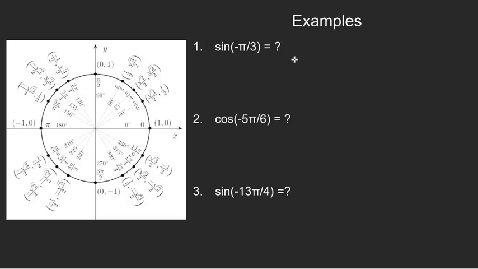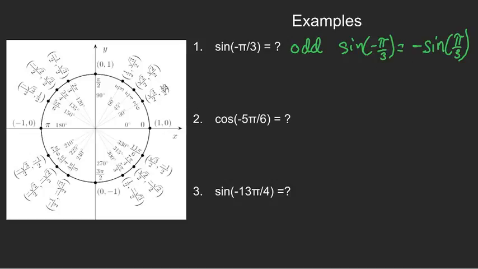All right, so now let's look at some examples. So we know that sine is an odd function. So sine of negative pi over 3 is going to equal negative sine of pi over 3. So that's the definition of an odd function. So we can find sine of pi over 3.